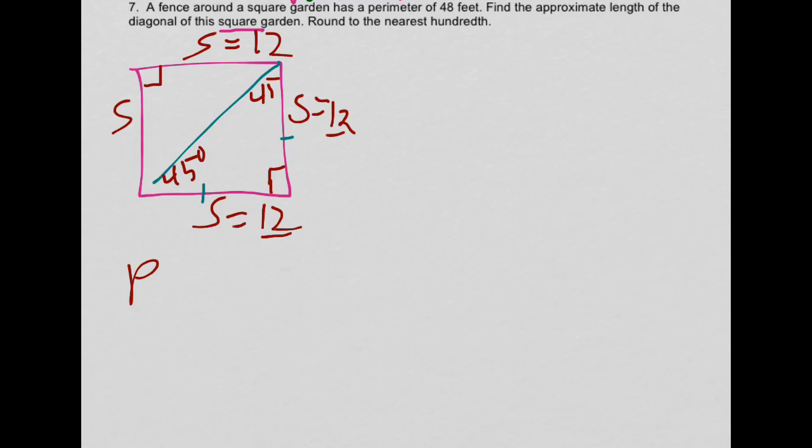and you can do it either of two ways. You could say, you know what, I remember that for my 45, 45, 90 degree triangle, my hypotenuse is always just x times root 2, where x is either side of my triangle. So if my side of my triangle is 12, then I know that my hypotenuse is going to be 12 radical 2.